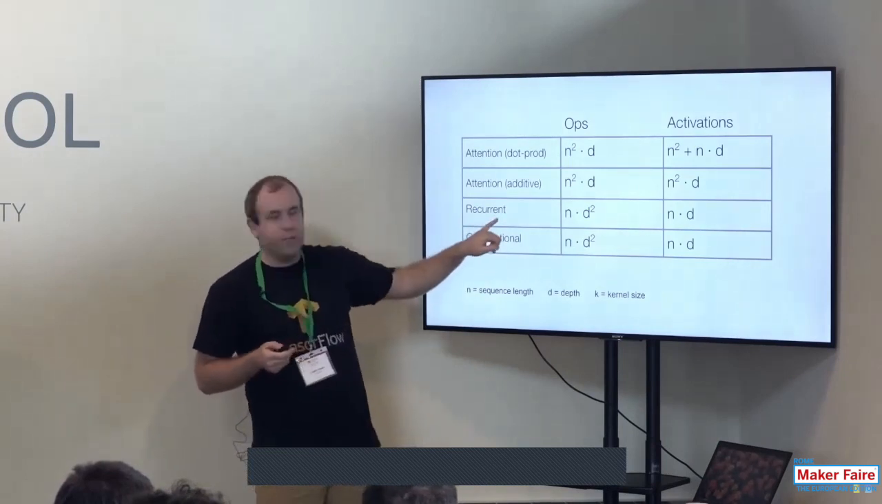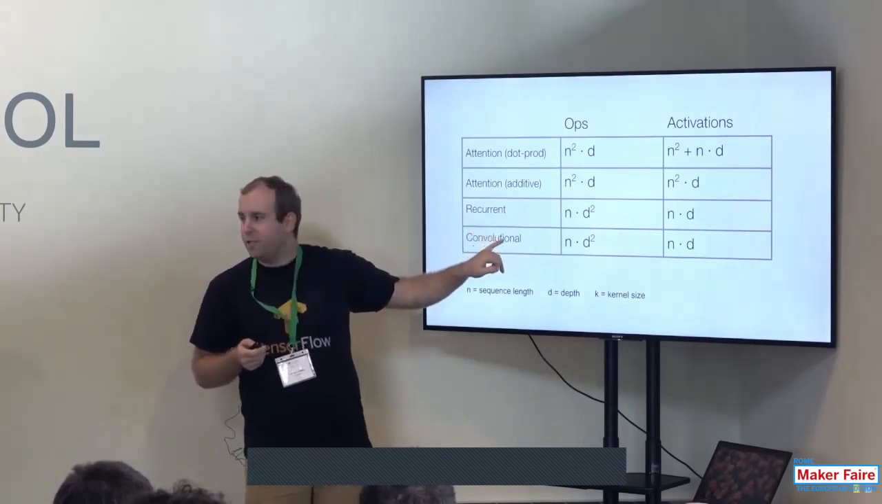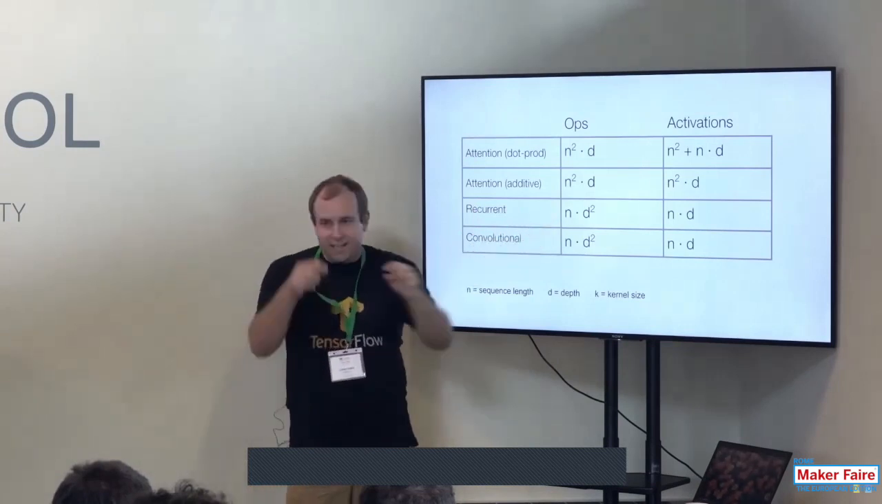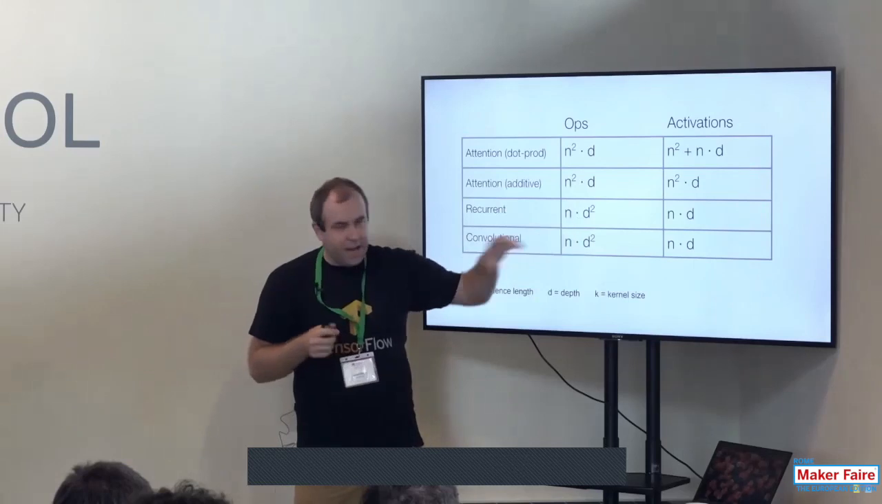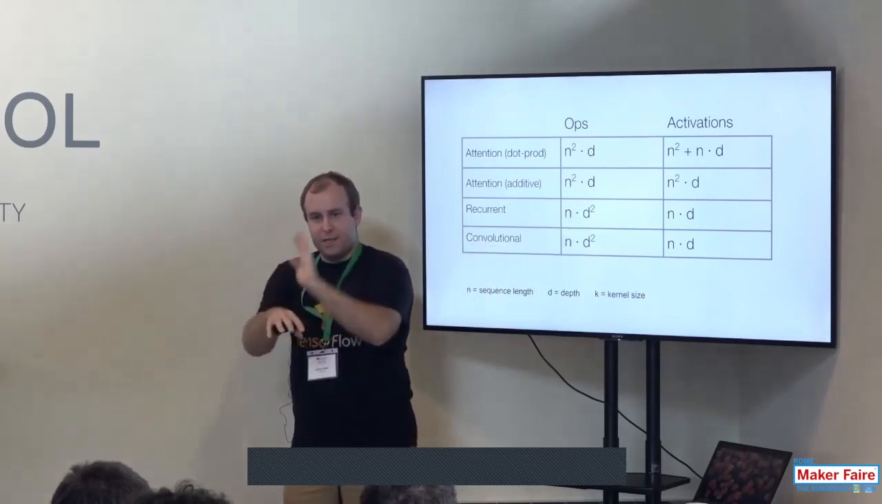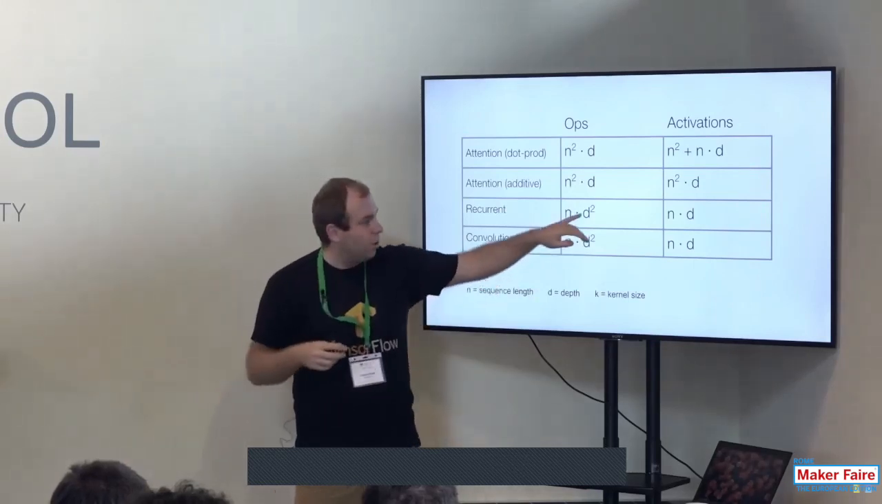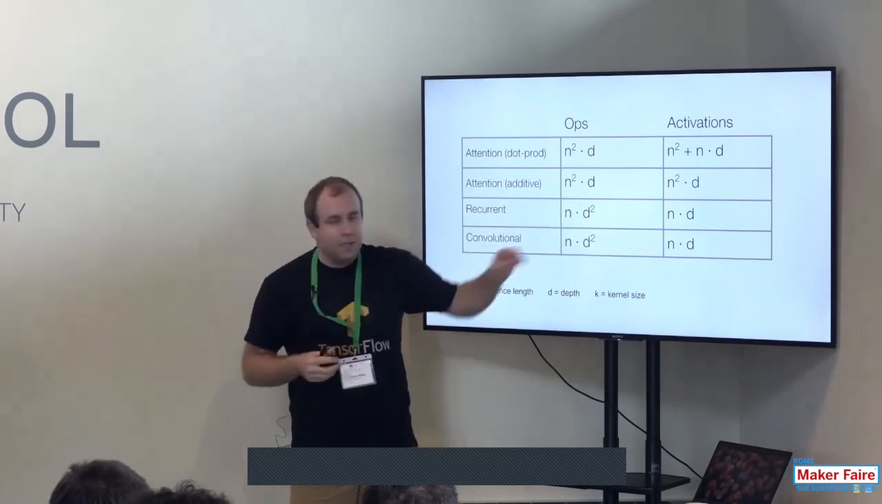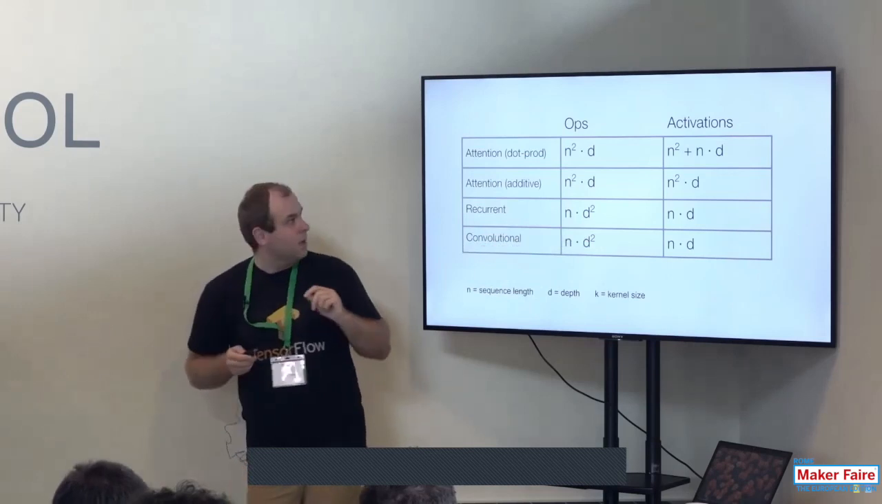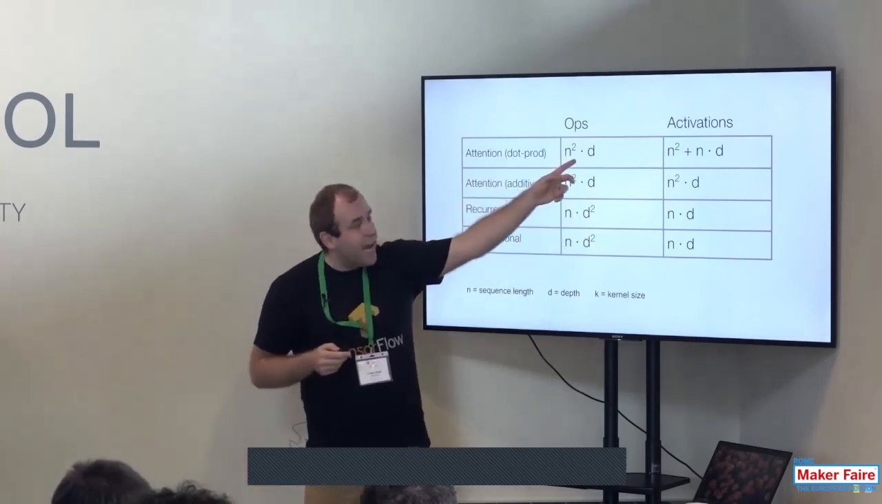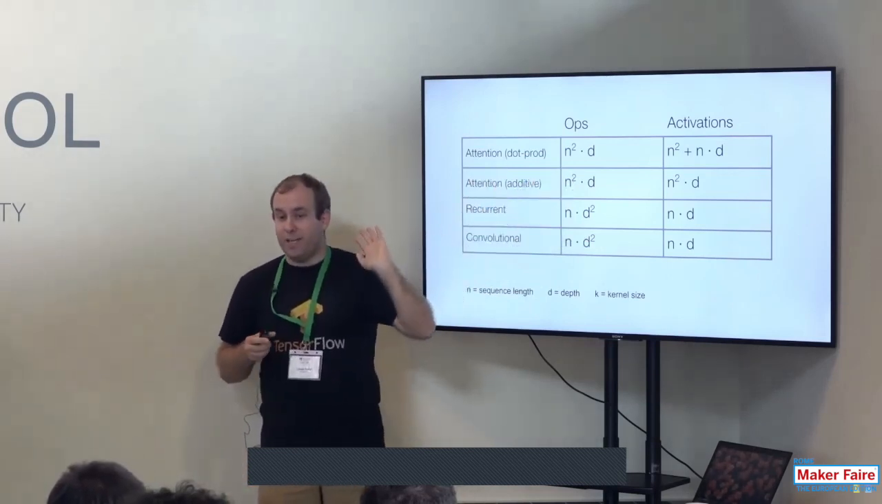Well, if you have a recurrent neural network, let's look at that first. You need to make n steps. Every word needs to make a step. And in every step, you have this dimension by dimension operation, maybe a bunch of them, but generally it's d squared, when d is your hidden dimension of the network. Attention is a little scary because it has this n squared thing.